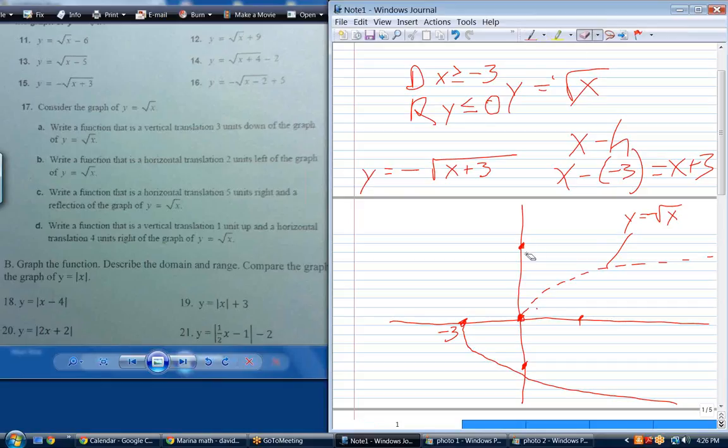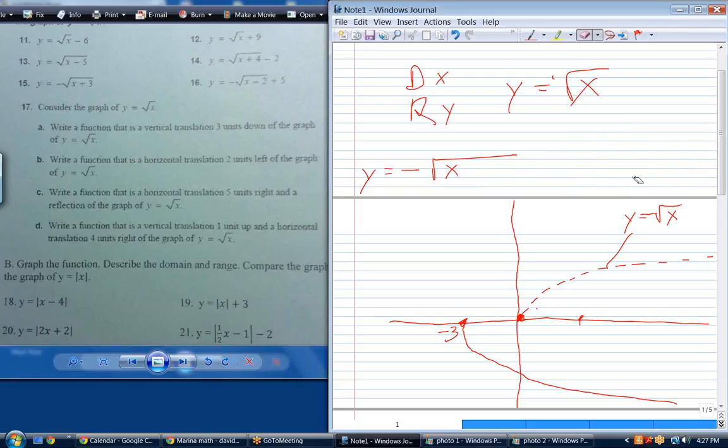Okay. And let me erase these. That's the bad thing about erasing it all at once. I erased too many lines. I'm trying not to. Okay, let's look at 16. Minus 2 plus 5. So here we've got 3 things going on. What's this do?